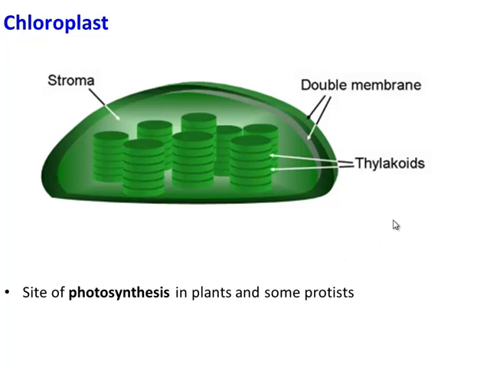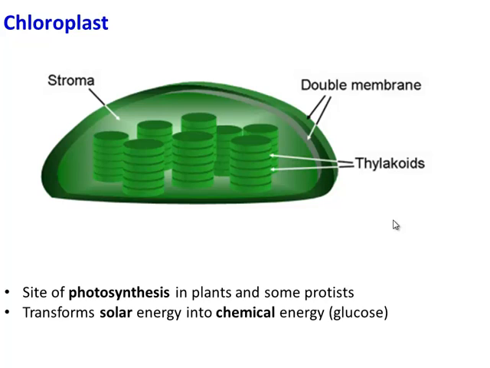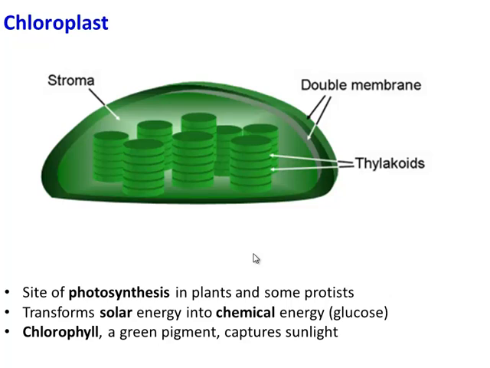The chloroplast. Here is a structure that's found only in plant cells and some protist cells. The chloroplast is where photosynthesis occurs. And during photosynthesis, solar energy from the sun gets transformed into chemical energy, glucose. And this is possible because the chloroplast contains a green pigment called chlorophyll, and it's that chlorophyll that captures the sunlight that it uses as energy.